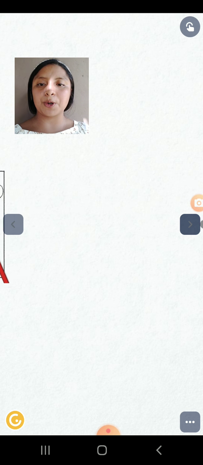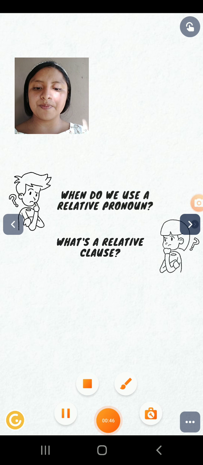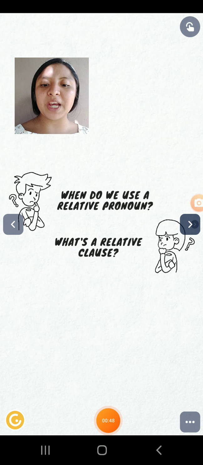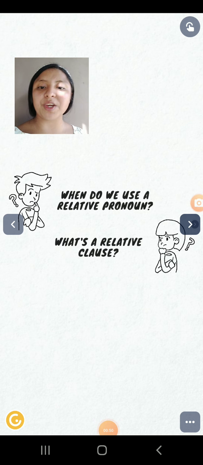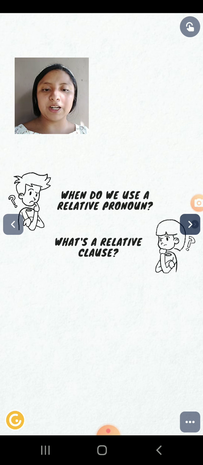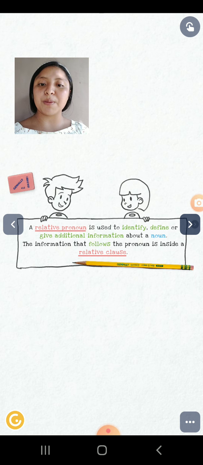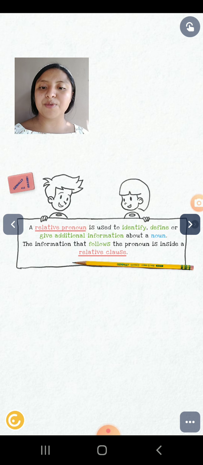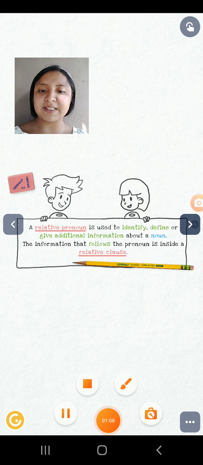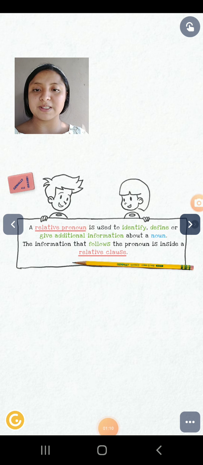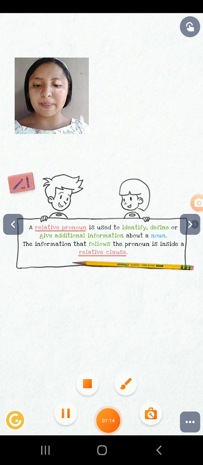So let's start. Okay, so here we have two questions. When do we use a relative pronoun? What's a relative clause? So let's learn what this is. A relative pronoun is used to identify, define, or give additional information about a noun. The information that follows the pronoun is inside of relative clauses.